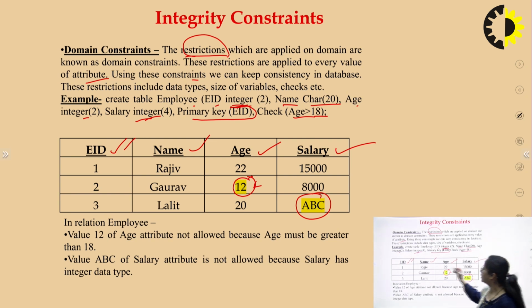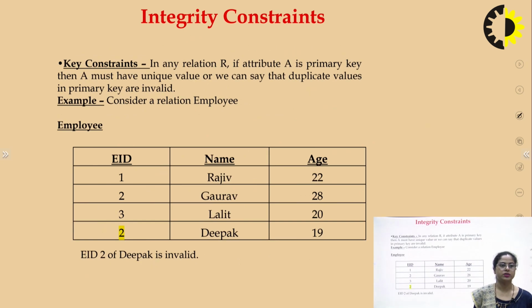Now the value 12 of the age attribute is not allowed because age must be greater than 18. The value ABC of the salary attribute is not allowed because salary has an integer data type. All the values in salary have the integer data type, but ABC is not an integer. So this value is not allowable, and this 12, which is less than 18, should not be allowed in this domain constraint.